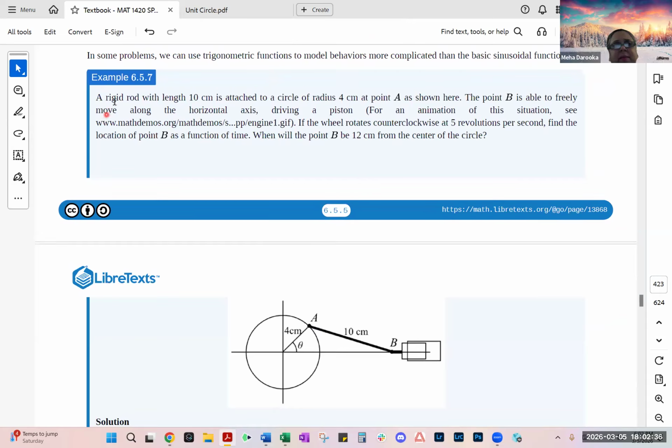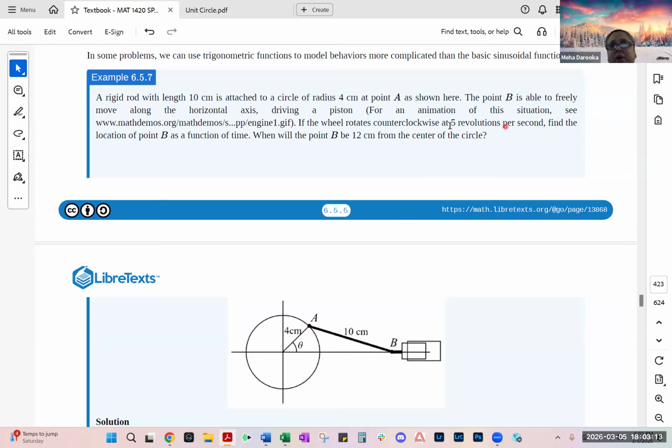So you can see they're talking about a rigid rod with a length of 10 centimeters. That's going to be this rod here that we're talking about. They're saying this rigid rod is attached to a circle of radius 4 centimeters at point A. So point A is a point on the circumference of the circle, and the radius of the circle is 4 centimeters. And then we have a point B, which is able to freely move along a horizontal axis, driving a piston.